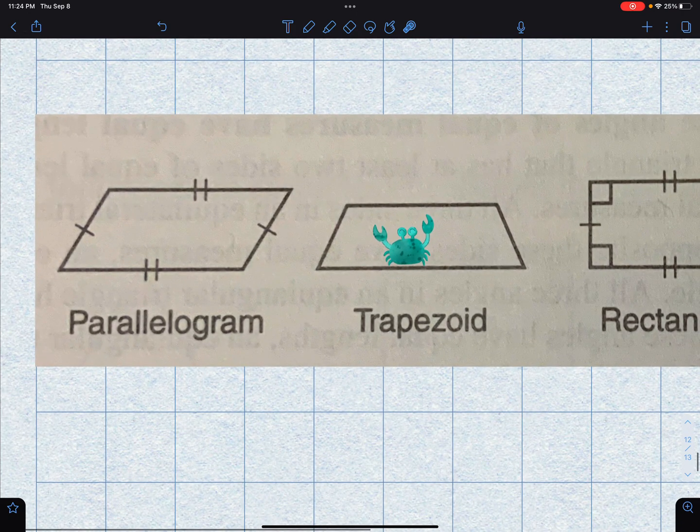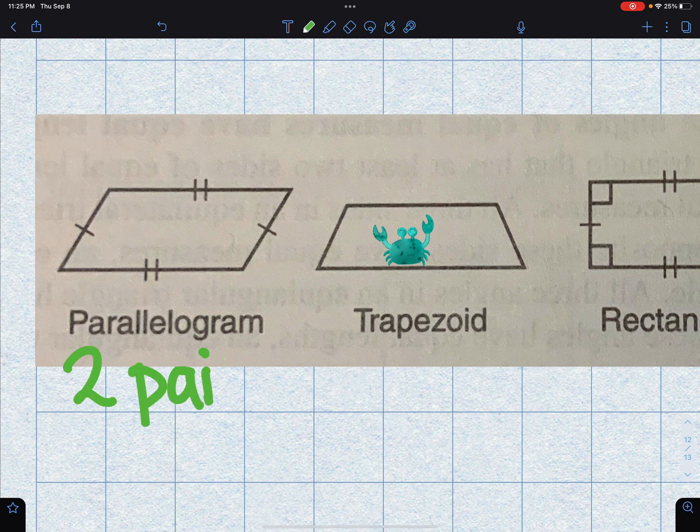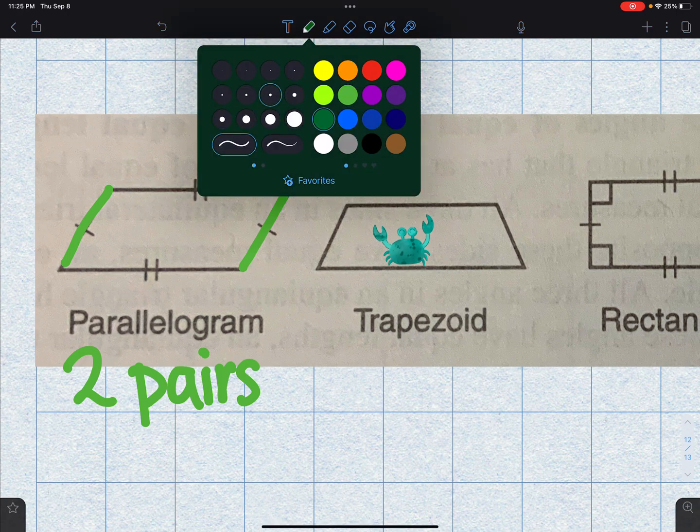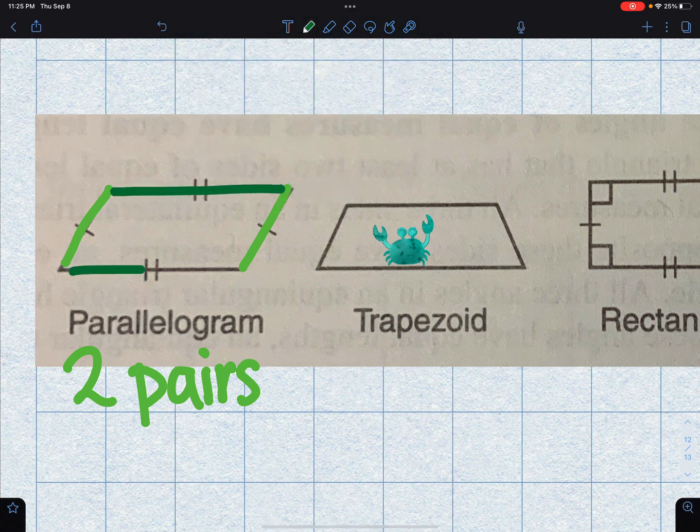So first of all, we have a parallelogram. What's special about a parallelogram? This side is parallel to its opposite, which is there. And similarly, this is parallel to this. So it has 2 pairs of parallel sides, and it has to have 2 pairs. That means these are parallel, and that's not enough. You also have to have these that are parallel, and then you have a parallelogram.